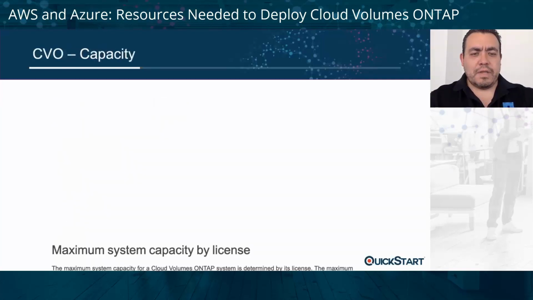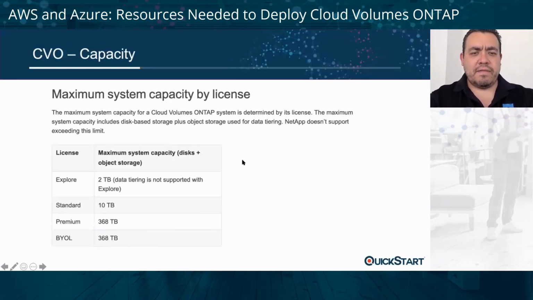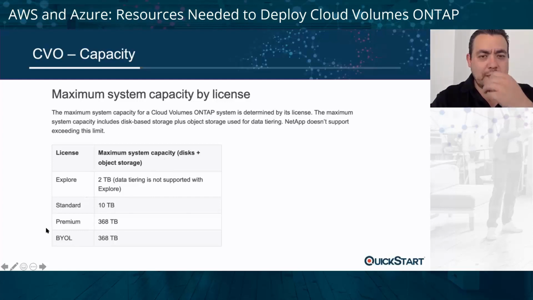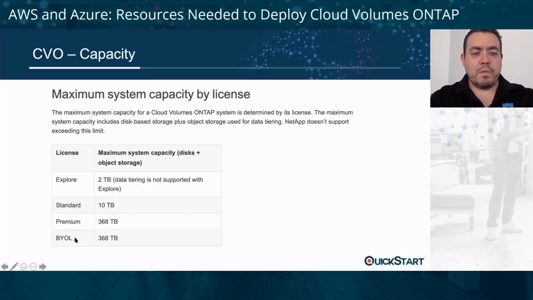Okay. Now, let's talk about the capacity of CVO. So the max capacity we can get on CVO, as you can see, is 368 terabytes. But that depends on the license that you get. As you can see, we have different types of licenses. But if you go with the last one that we have here, the BYOL, BYOL, by the way, stands for Bring Your Own License. Okay, that means that you need to buy that license from NetApp.